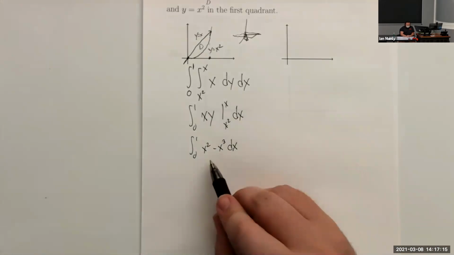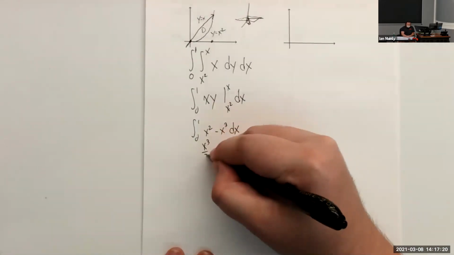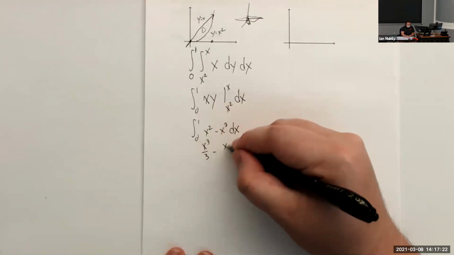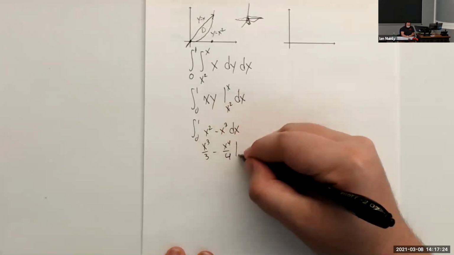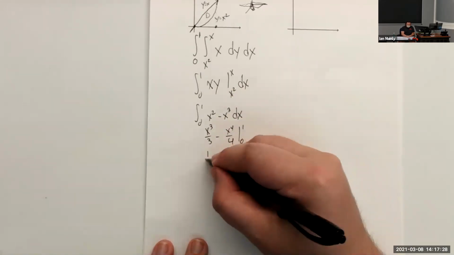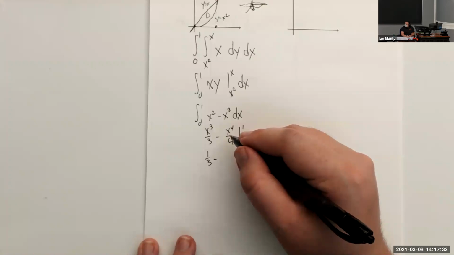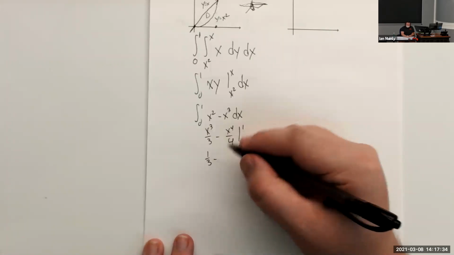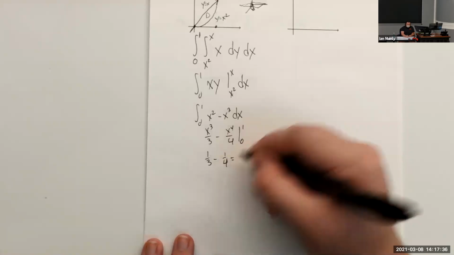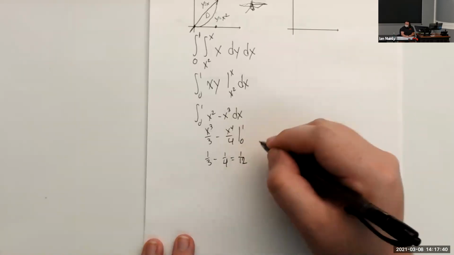All right, so now we need to do this. The integral of x squared will be x cubed over 3. The integral of x cubed will be x to the 4th over 4. All right, so then we plug in 1 here, and we have a third. Plug 1 into here, and then we have a quarter right here. So then we have a third minus a quarter, that'll be 1/12.